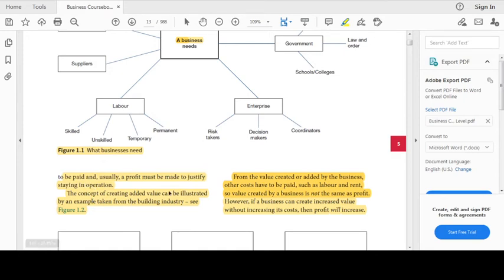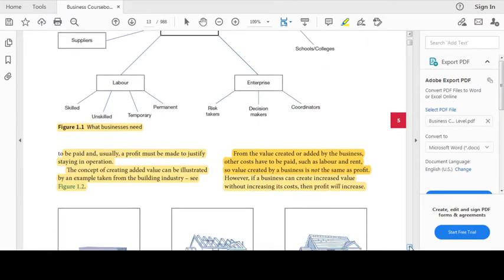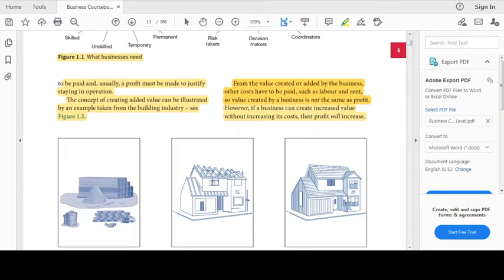The concept of creating added value can be illustrated by a given example. We already discussed this example, right? Getting the raw material, making a house, and making more money: it's added value. A very important thing we need to discuss here is that from the value created or added by the business, other costs have to be paid. So always remember that when you create the value, the price has increased, but that price is never your profit.